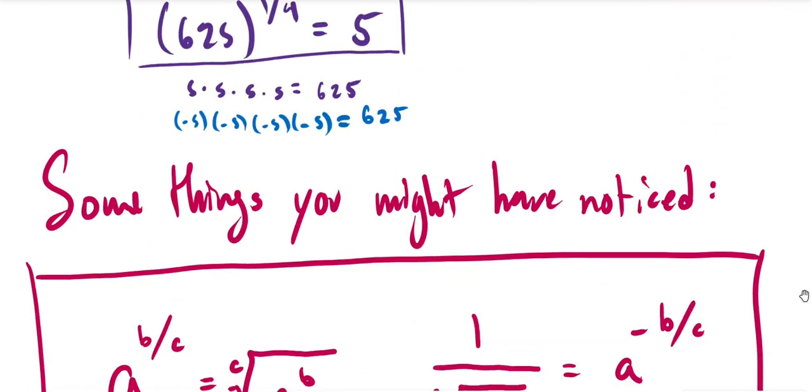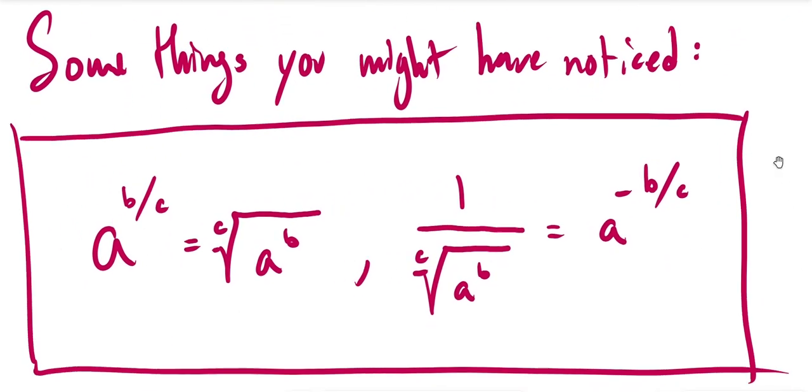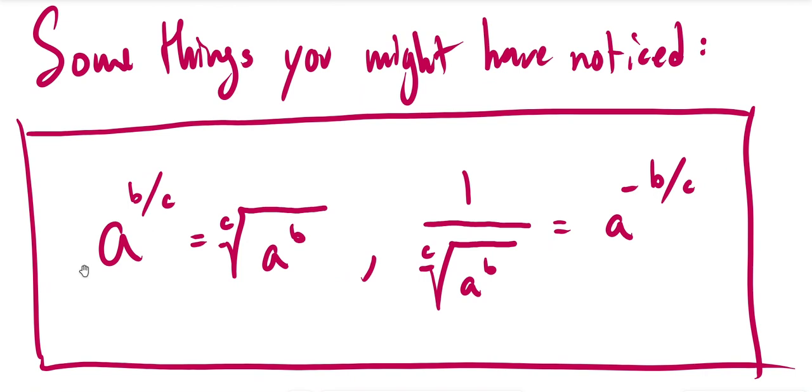So here's some things you might have noticed. Let me do just a really brief wrap-up. You might have noticed that this numerator just comes inside as an integer power, and this denominator becomes the index of the radical. You may also notice that 1 over radicals turns into negative exponents in the same way. If you want to use these as sort of shortcut properties, that's fine, but you should also know why they work from our previous properties.